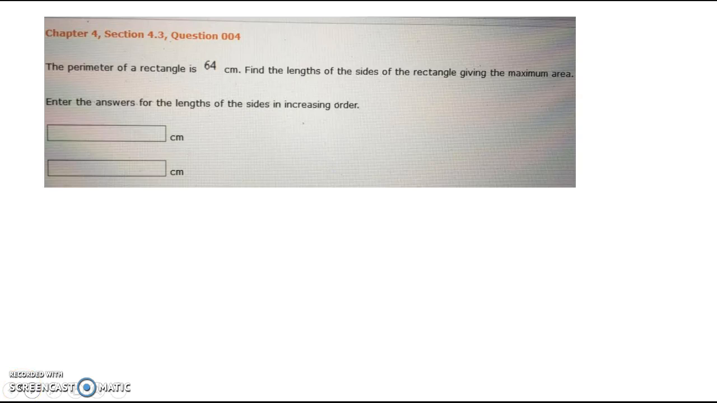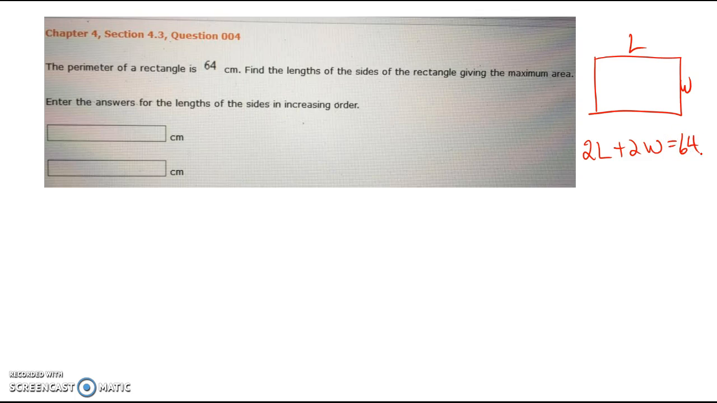All right, let's start these problems. Basically, we're going to find that when we're maximizing or minimizing something, we take the first derivative and set it equal to 0, right? So it says here the perimeter of a rectangle is 64. So here's my rectangle, a length and a width. If the perimeter is 64, 2L plus 2W equals 64, right?